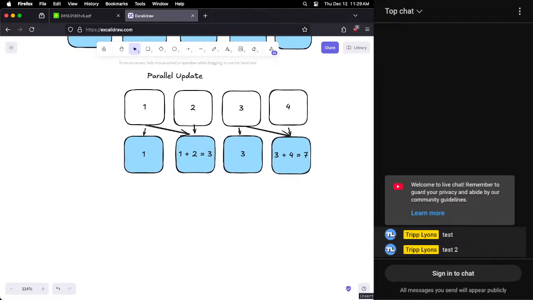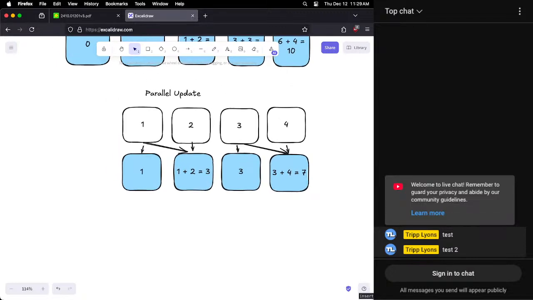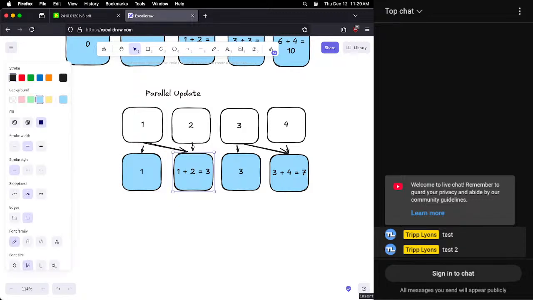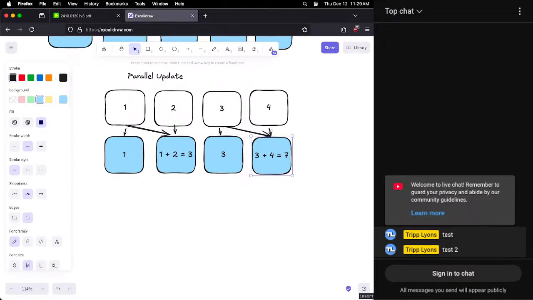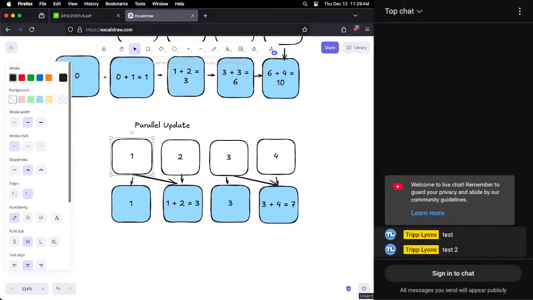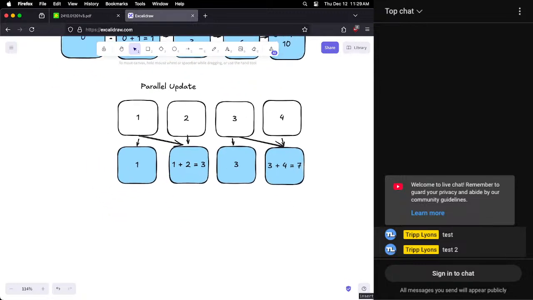Okay, so now we know that these tokens, these ones, are done. They don't have any other information to the left of them that they need. But these tokens here need the information that's to the left of them. They're all missing this 3 here. They're missing the information from the first 2 tokens.